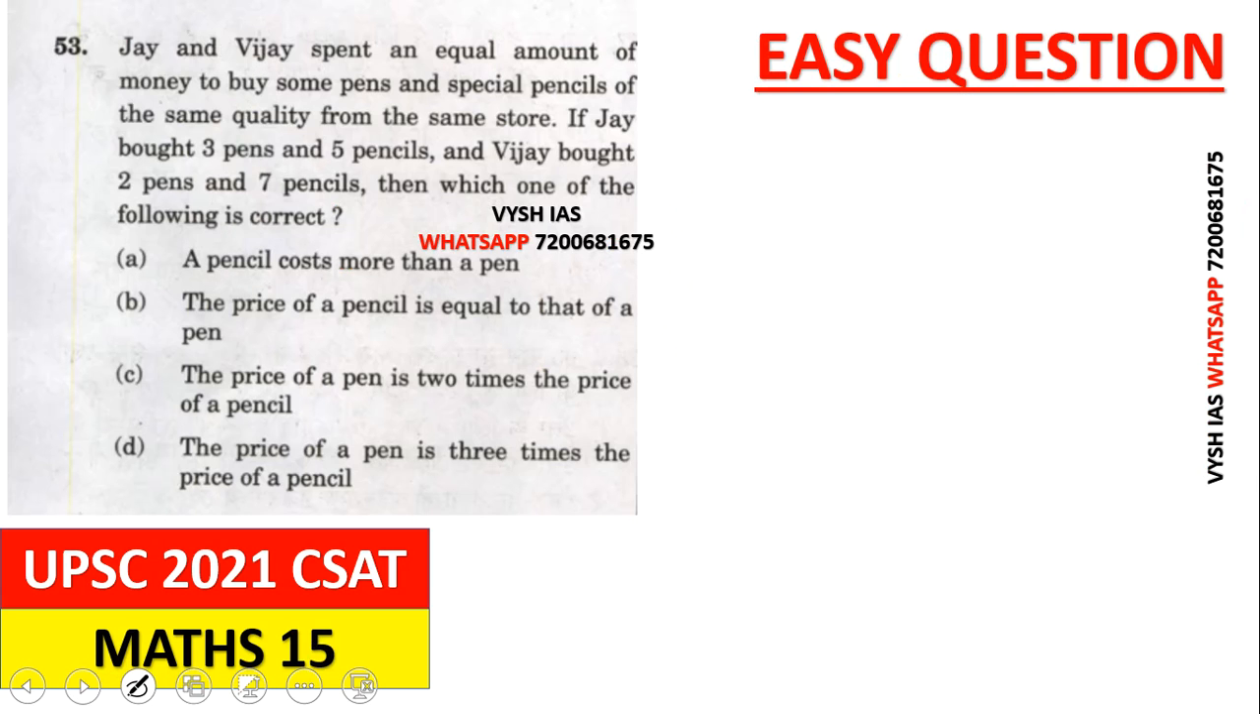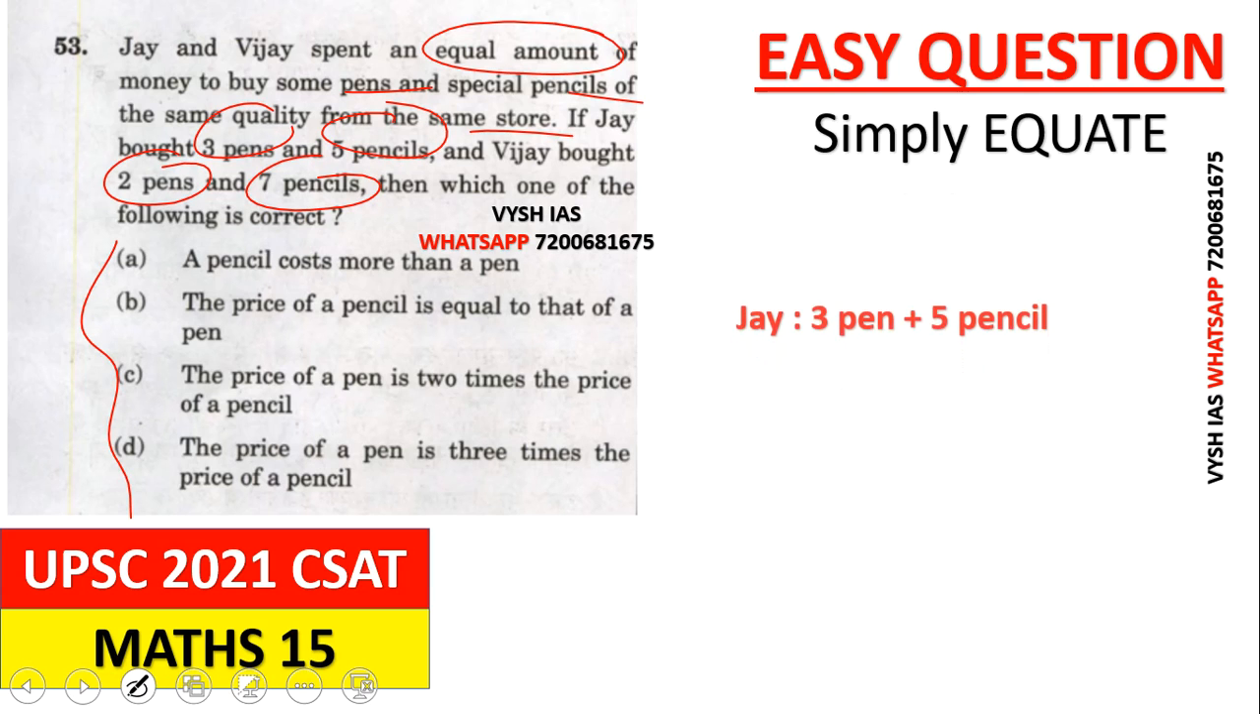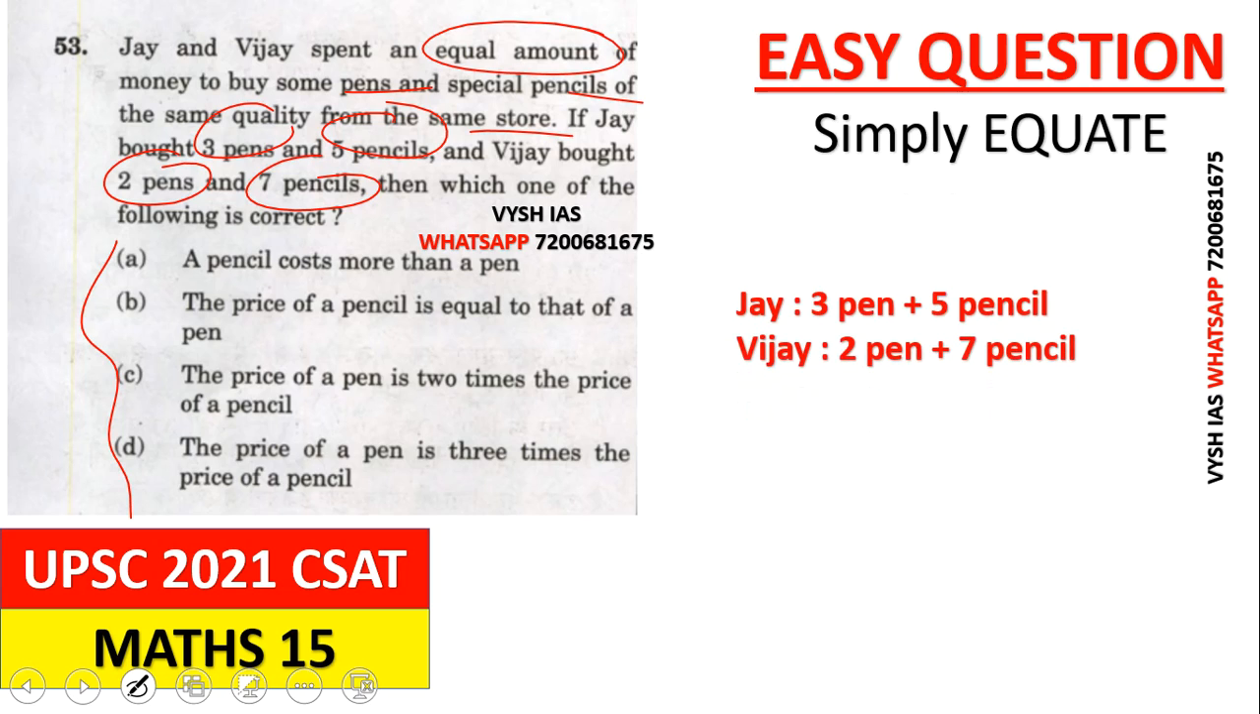Okay. Now, again, very basic maths. 2 people are there. They are buying pen and pencil. Okay, from the same store for an equal amount. But the number of pencils and pens are different. Jay has bought 3 pen and 5 pencil. Vijay has bought 2 pen and 7 pencil. Now they are asking what is the correct thing. So simply equate. Jay bought 3 pen and 5 pencil. Vijay bought 2 pen and 7 pencil.